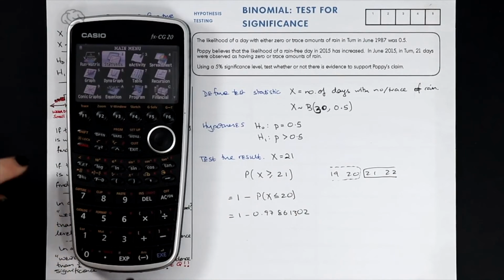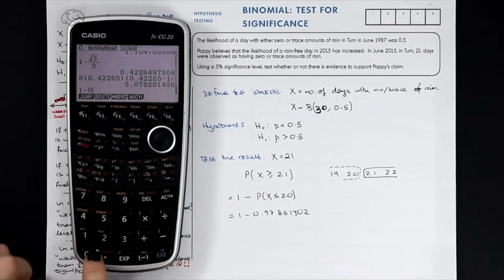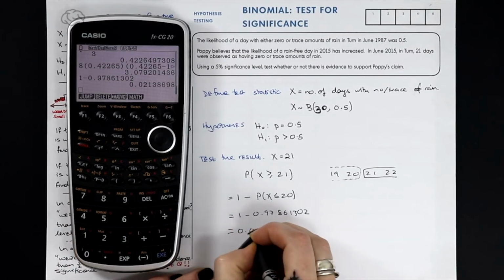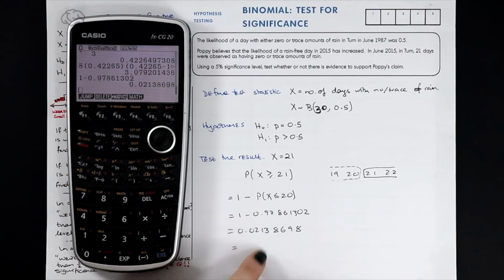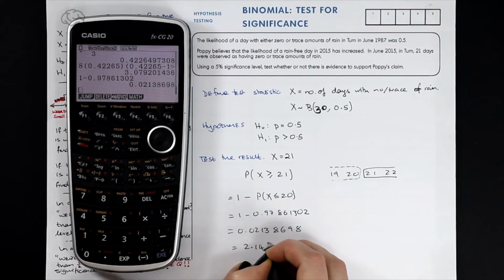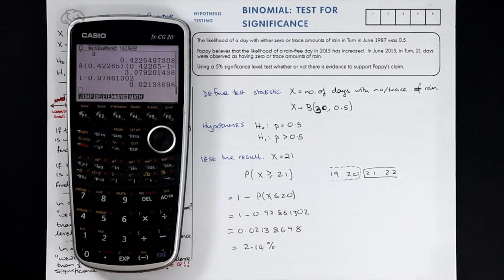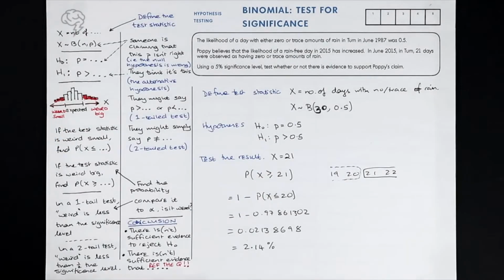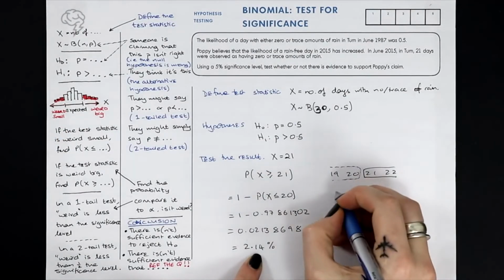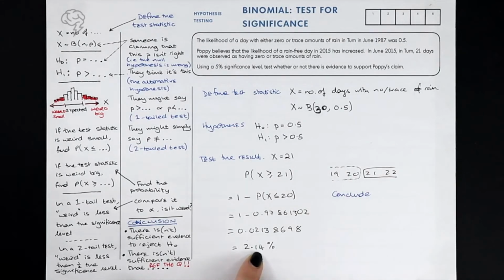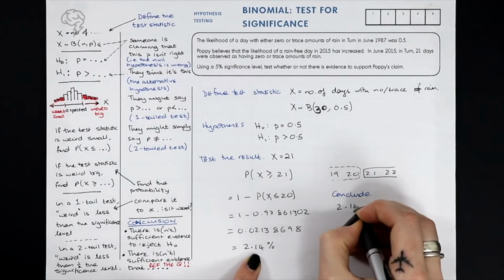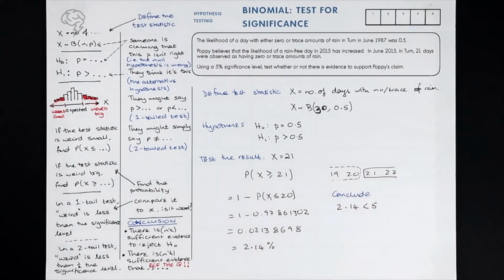So go back into my calculator menu. Okay, so this is 2.14%. Now, this is where we draw a conclusion. We've got this number. What are we going to conclude? We need to compare it with 5%. And it literally means this. 2.14 is less than 5, right?